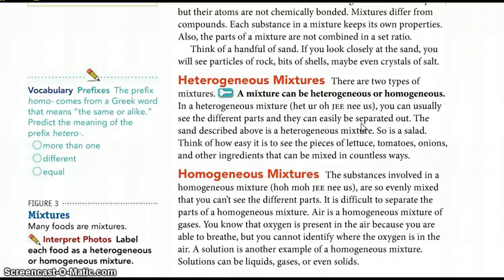For example, if I would give you a salad, and you have lettuce and tomatoes and onions and other things in there, and I said pick out the onions, you could do that even though they're mixed together. That is a heterogeneous mixture. Sand particles, those kinds of things can be separated out.